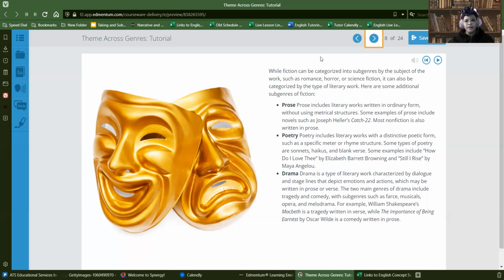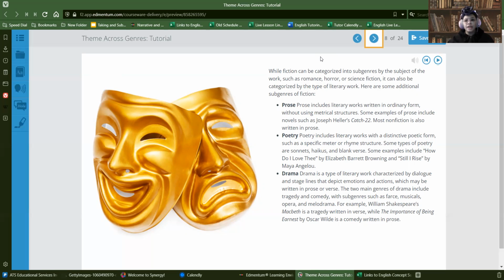So you've got paragraphs, and there are things that are in science fiction or horror or romance that are prose. Most things that you read are prose. Those are regular paragraph structures, sentences, quotes, things like that. Most nonfiction is also written in prose because it's normal writing.